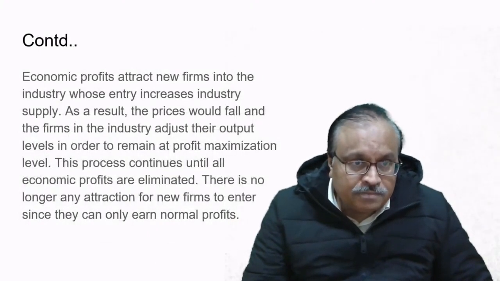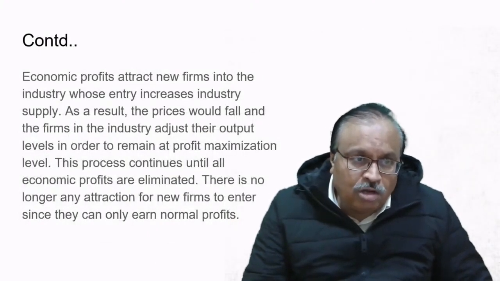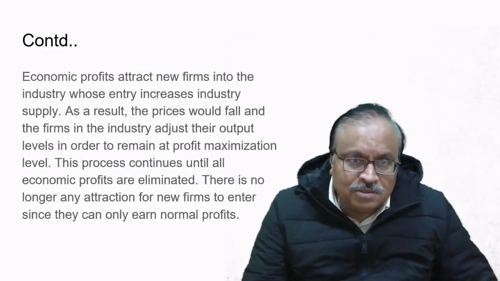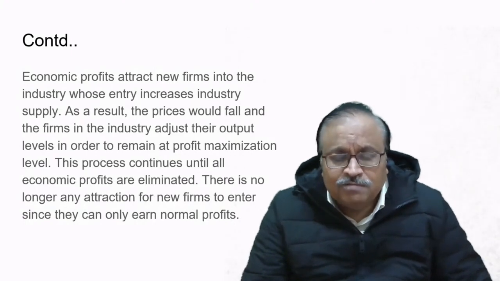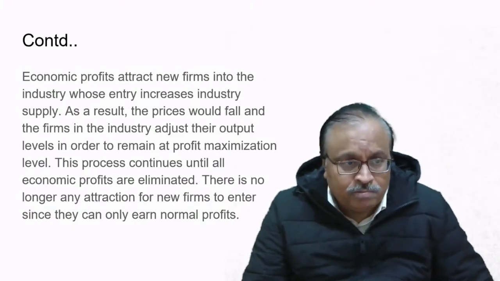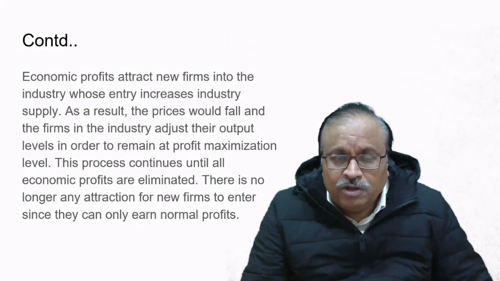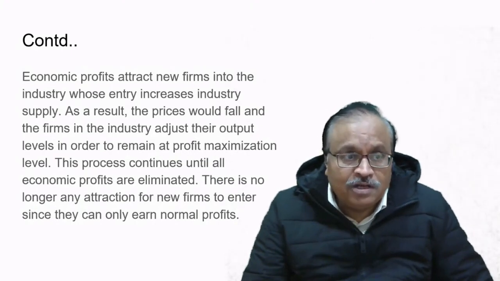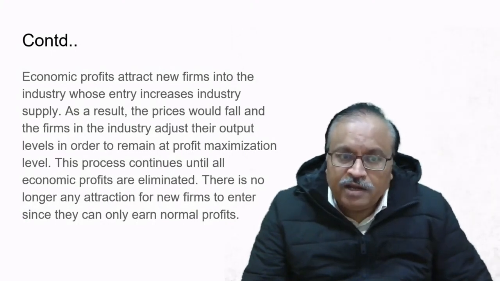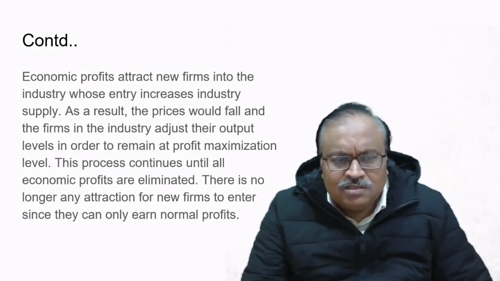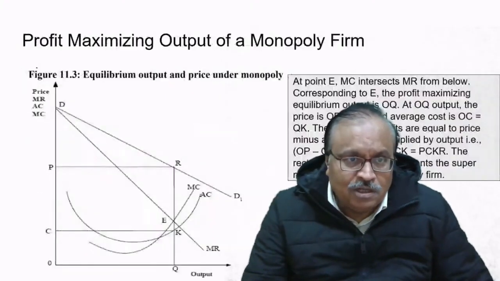So economic profits attract new firms into the industry, whose entry increases industry supply. As a result, the prices would fall and the firms in the industry adjust their output levels in order to remain at profit maximization level. This process continues until all economic profits are eliminated. There is no longer any attraction for new firms to enter since they can only earn normal profits.